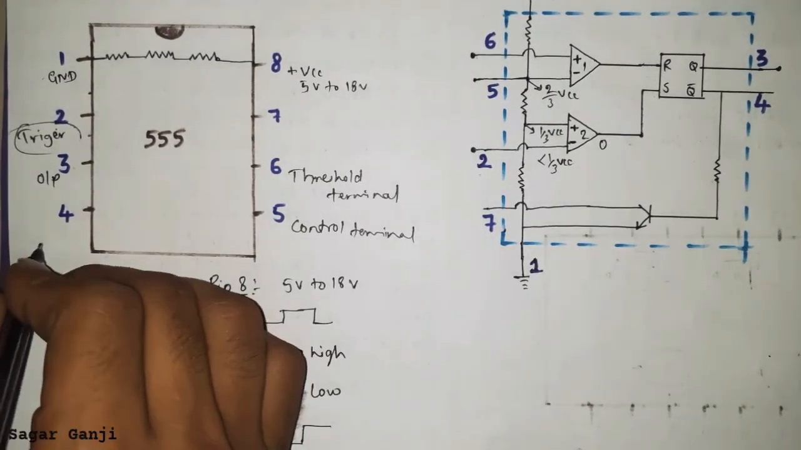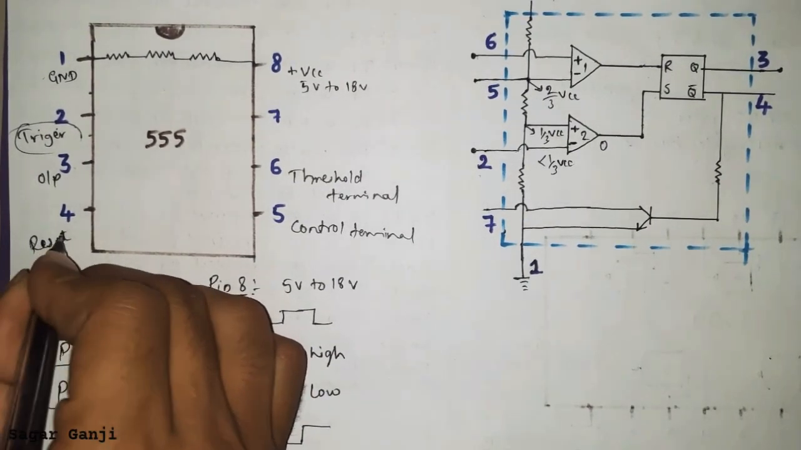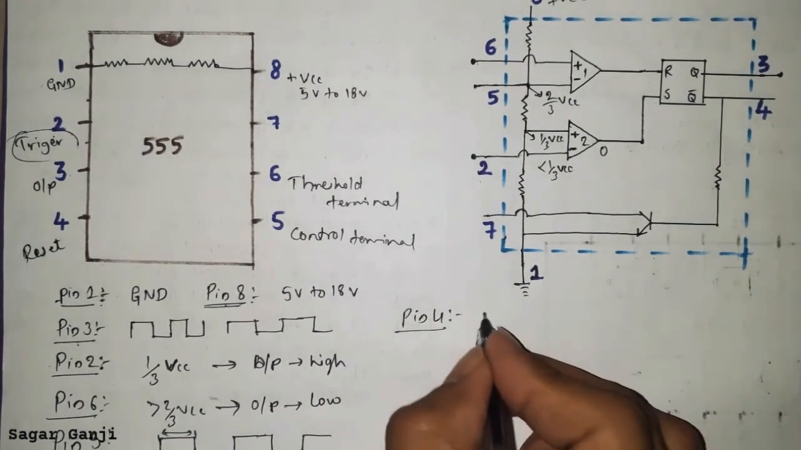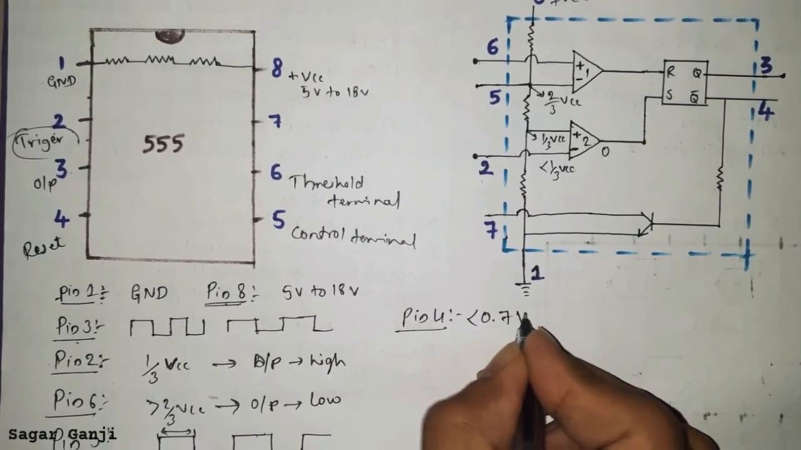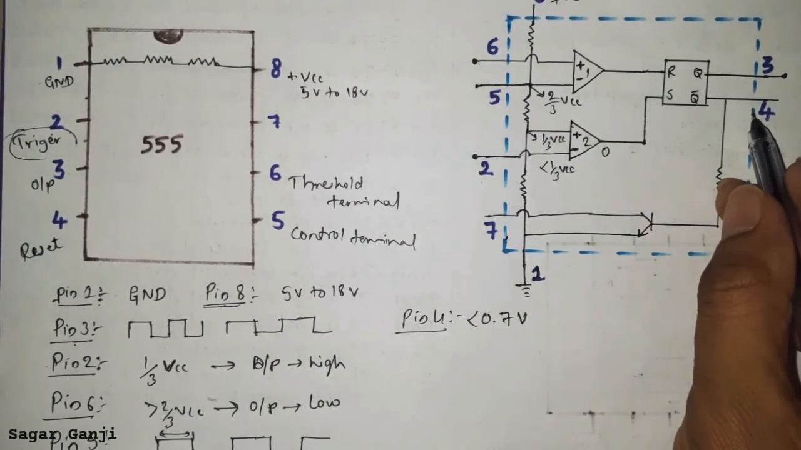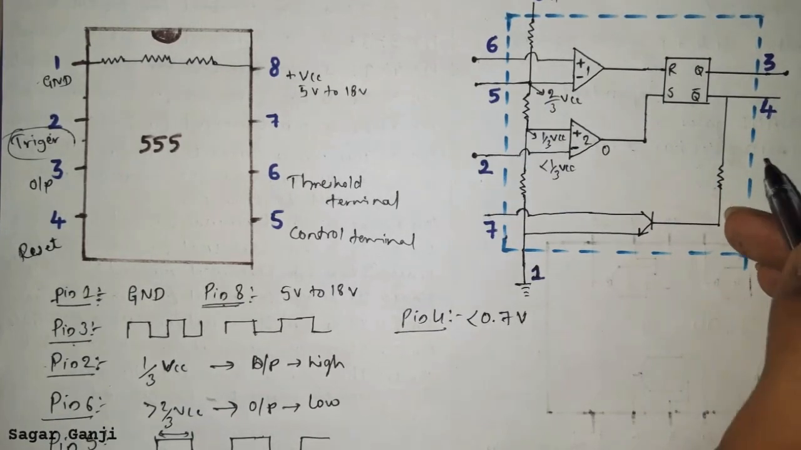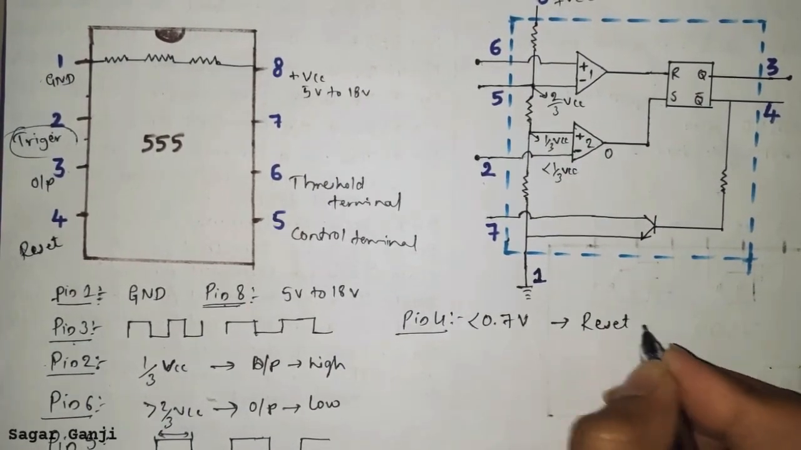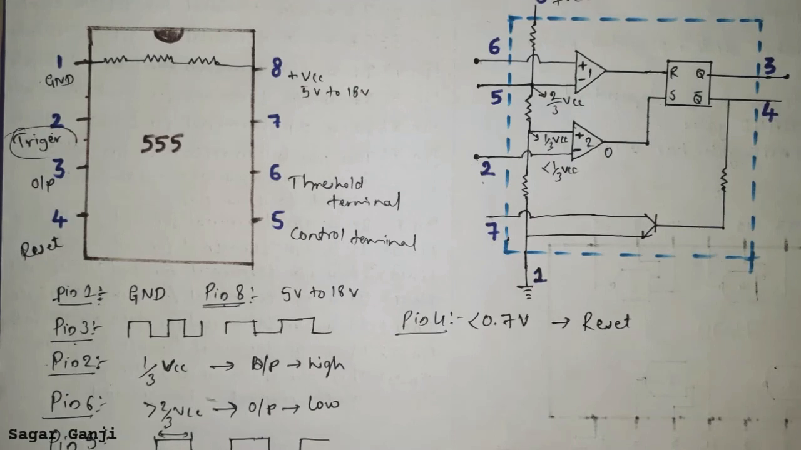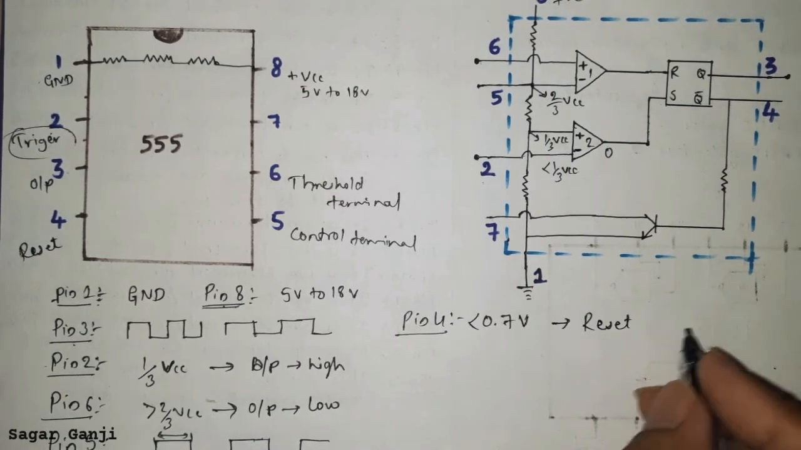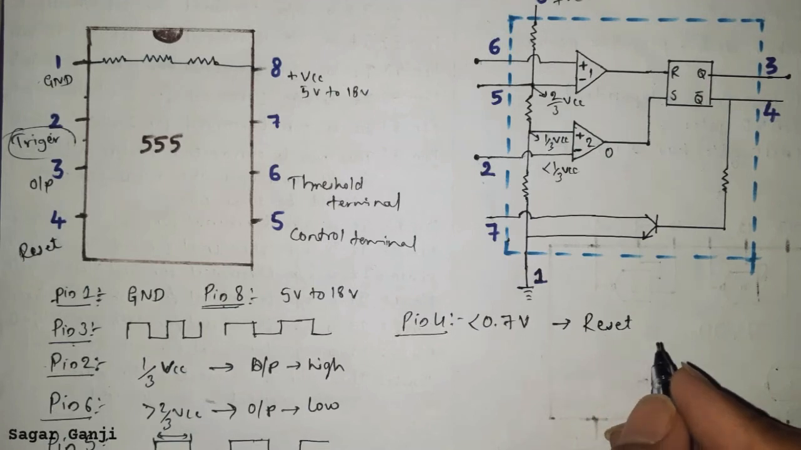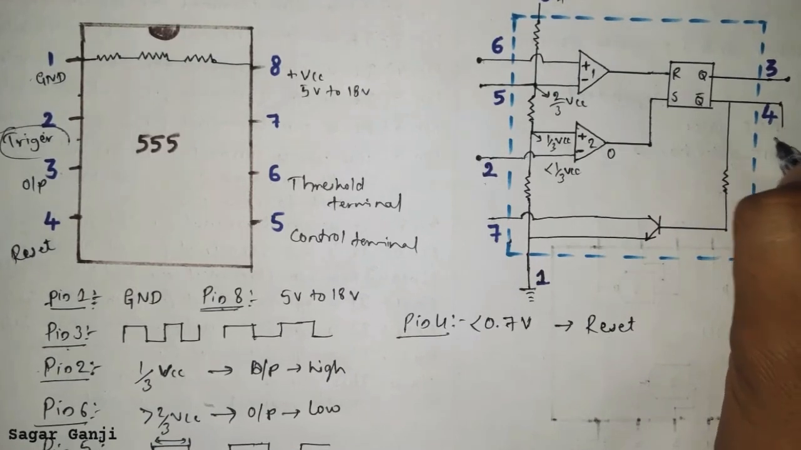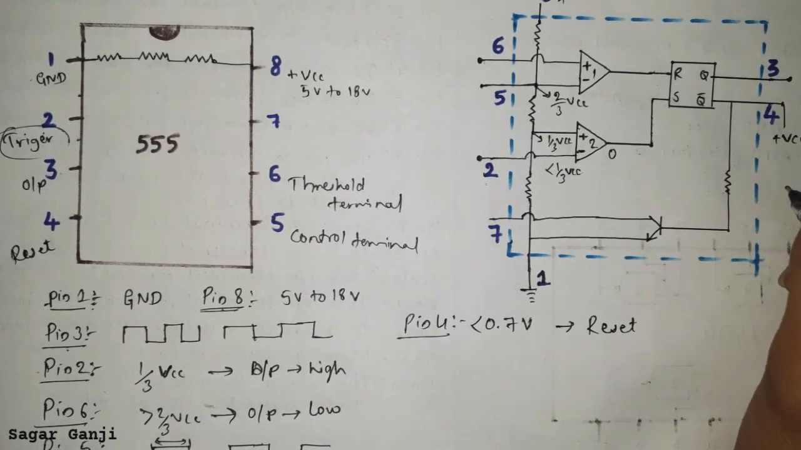Pin number 4 is called the reset pin. When a voltage of less than 0.7 volt is applied to pin number 4, the IC will not work. That means the IC will be in reset condition, which means it is disabled. So to avoid that, if we are not using it to reset the IC, we connect pin number 4 to plus VCC or more than 0.7 volt.